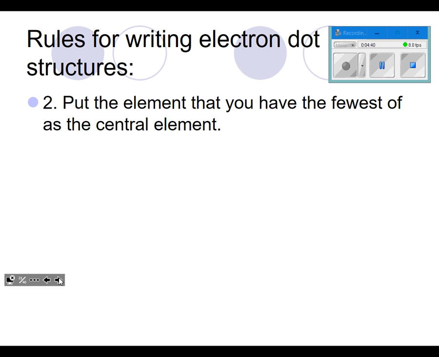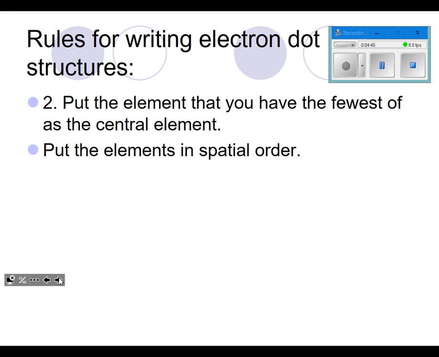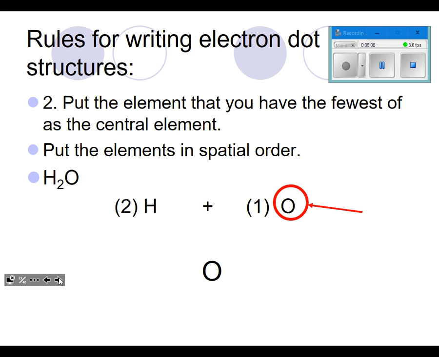Number 2, put the element that you have the fewest of as the central atom. So after you put the fewest in the middle, you'll put the other elements in spatial order around it. So like for H2O, I have 2 hydrogens and 1 oxygen. So that single oxygen is the one that I have the fewest of. So it will go in the middle. And then I'll put the hydrogens on either side. So since oxygen is my fewest, it goes in the middle, and then I put my hydrogens on either side.